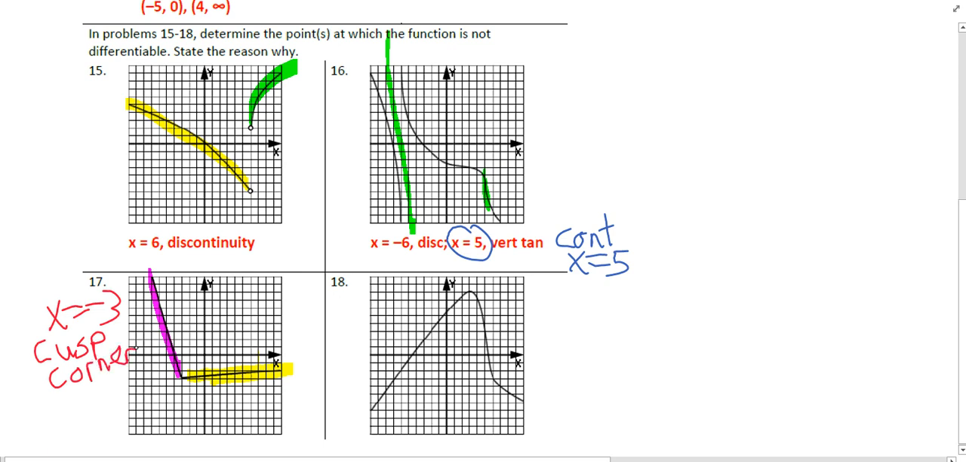Alright, and number 18, let's examine that graph. This is the function here, and this looks like it's pretty smooth all the way along, and not quite a vertical tangent here, but this one looks like it's continuous everywhere, so you could just put that it's differentiable for every x in f of x. So anyway, we'll make one more video to wrap up this chapter review.